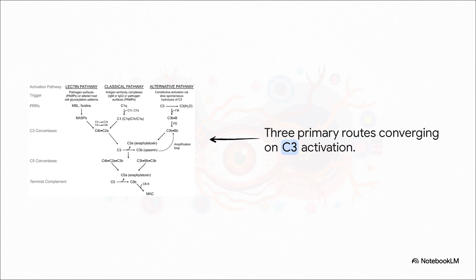But notice how they all funnel down and converge on one major hub, which is the activation of C3. Cleaving C3 produces C3a, an anaphylatoxin that triggers a massive pro-inflammatory response, and C3b, which physically coats and opsonizes foreign surfaces.